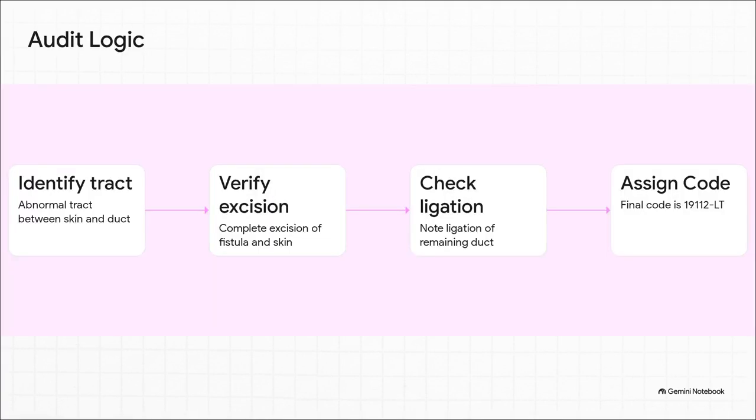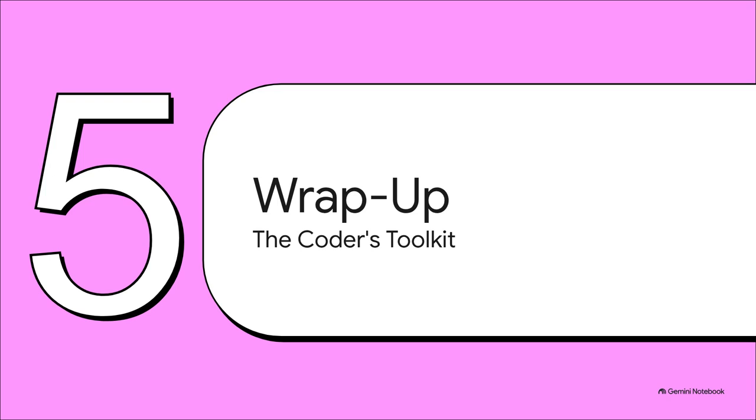So, let's track the audit logic here. Step 1. Was an abnormal tract identified? Yes, it was probed right at the 6 o'clock margin. Step 2. Does the report verify complete excision? It sure does. The tract, the skin opening, and the duct were completely excised to healthy tissue. Step 3. The remaining duct was fully addressed. Because every single one of these criteria hits the mark, we completely skip those basic exploration codes, and we confidently assign CPT 19112. And of course, we append that -LT modifier for the left breast. Boom, clean claim.